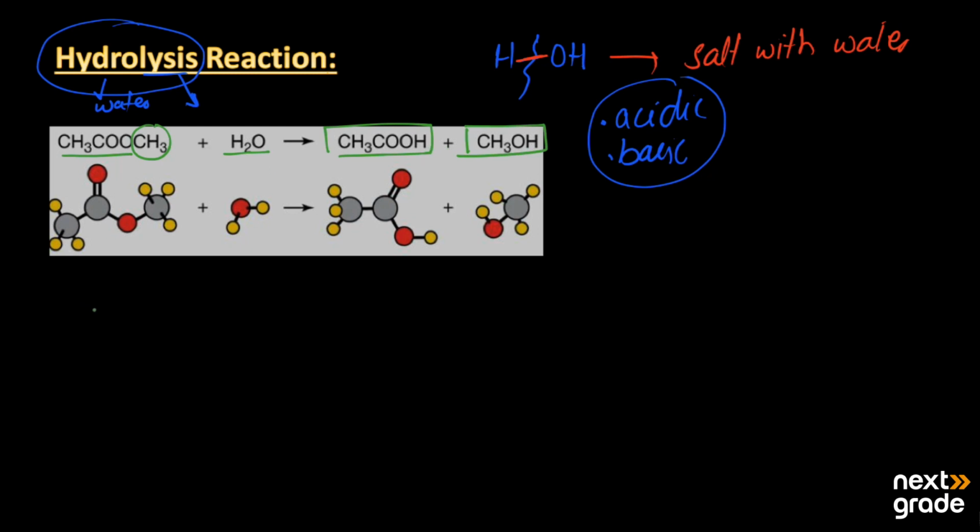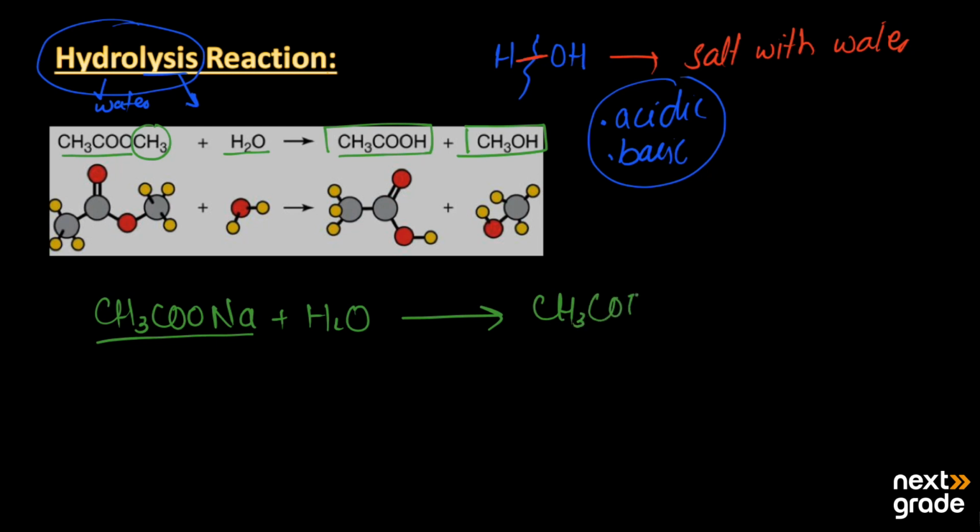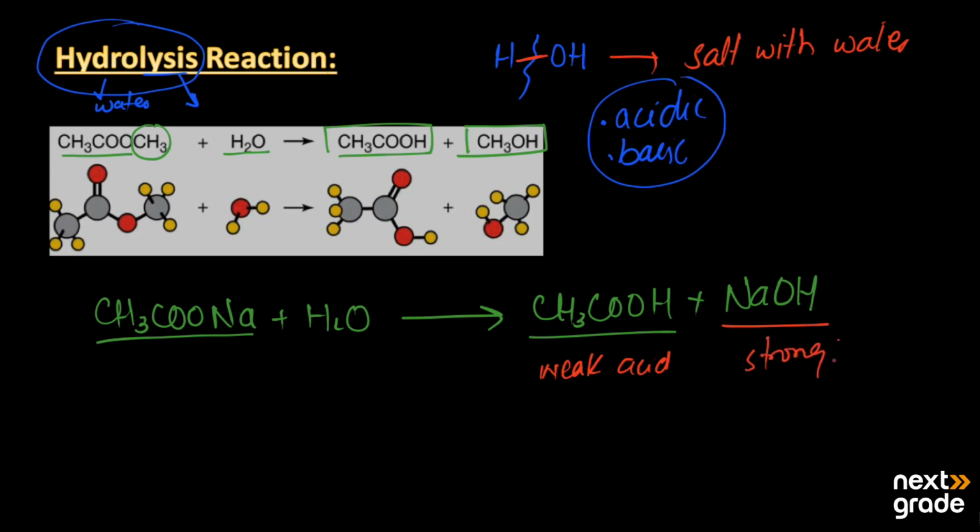On the other hand, when we have a salt like CH3COO with its hydrogen replaced by sodium, it is known as the sodium salt of acetic acid. It reacts with the water and produces the acid CH3COOH along with the production of sodium hydroxide. So this acetic acid is basically a weak acid and this sodium hydroxide is a strong base.